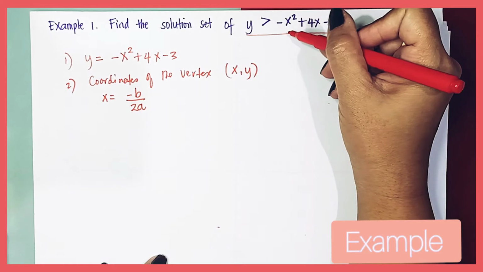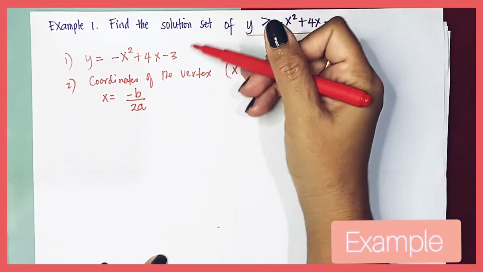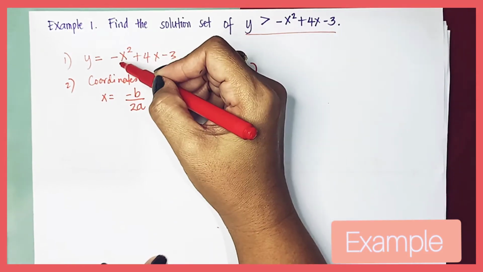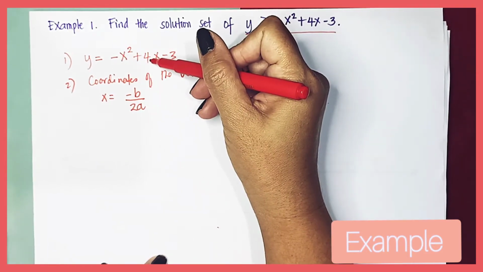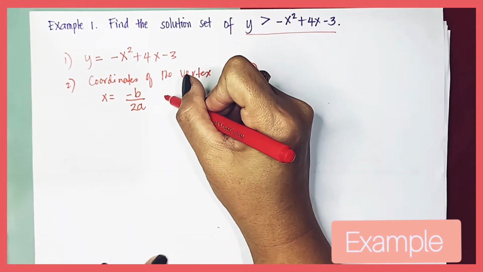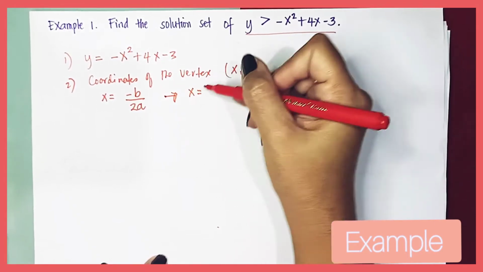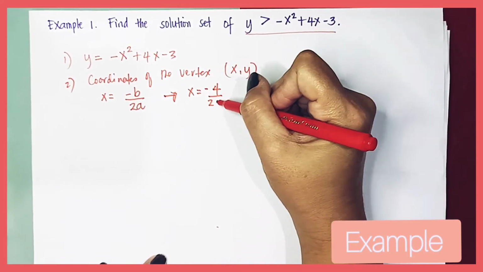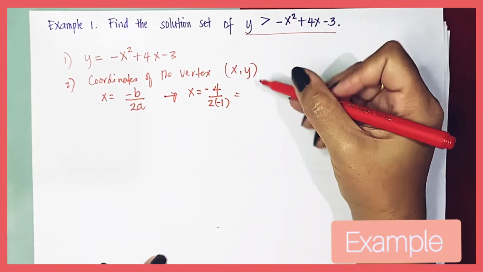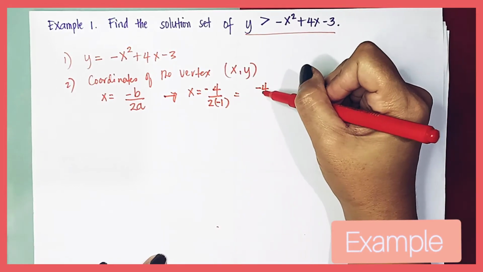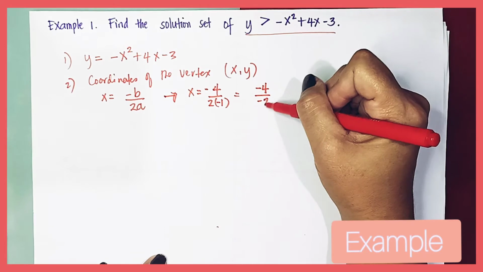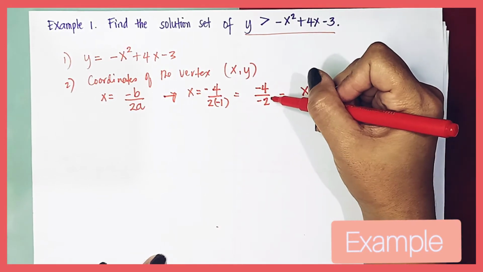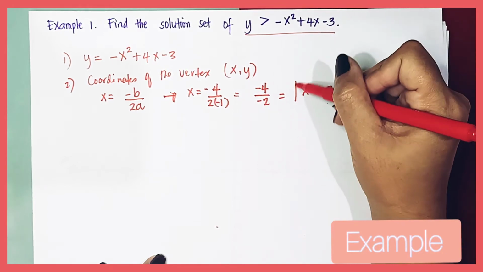From the given inequality, changing it to its equation, our a is negative 1 and our b is positive 4. So substituting the values, that is negative 4 over 2 times negative 1. Simplifying this, 2 times negative 1 is negative 2. Therefore, the value of our x is negative 4 divided by negative 2, which is positive 2.